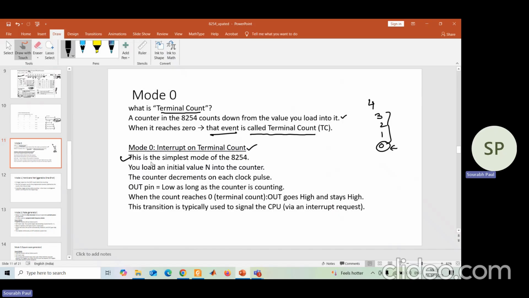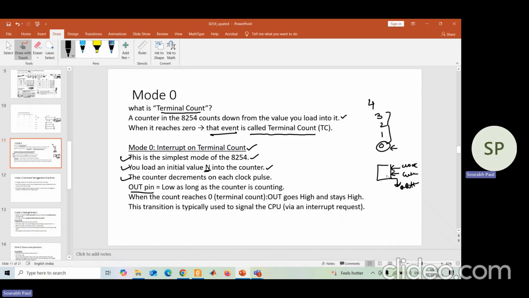Okay, so this is the simplest mode of 8254. Whatever count you want to do, n count, you load it to the counter. The counter will decrement it on every clock pulse. Each counter of 8254 has 3 lines. One line is clock, the other line is the gate terminal. These are the inputs, and from there you will get the output. So whatever type of signal you want to get, you will get from the output terminal. Okay, this is known as the OUT terminal.